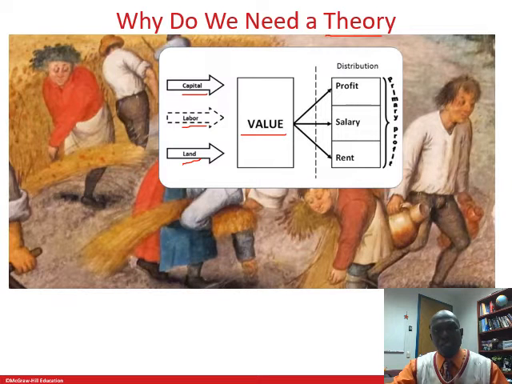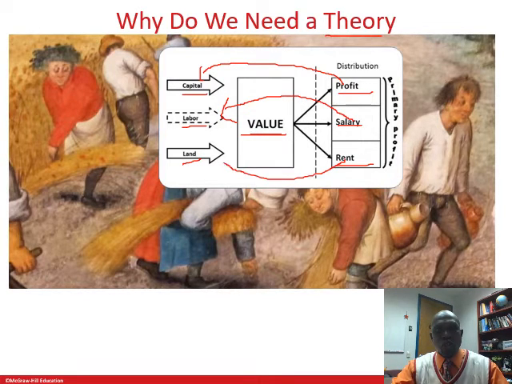So this value can be distributed as income in the economy as profit, salaries, and rent. The profit is given back to the owner of the capital. The salary or wage is given back to the owner of labor, and the rent is given back as income to the owner of land.